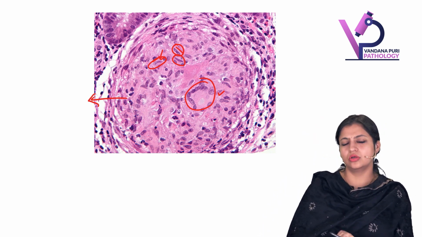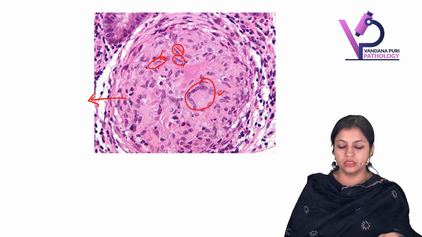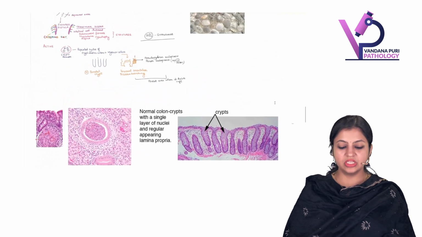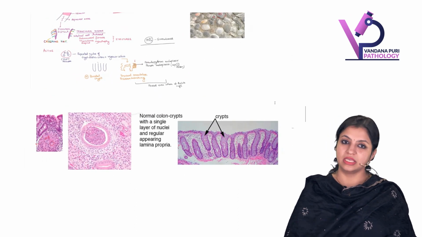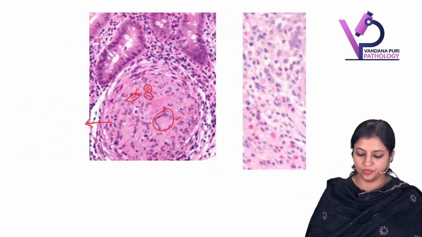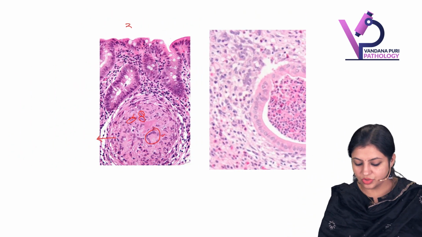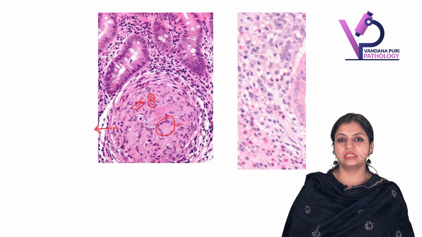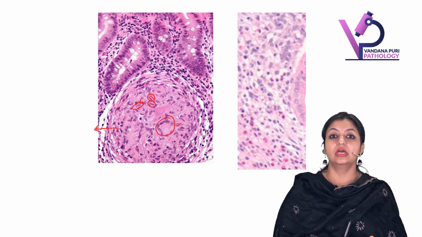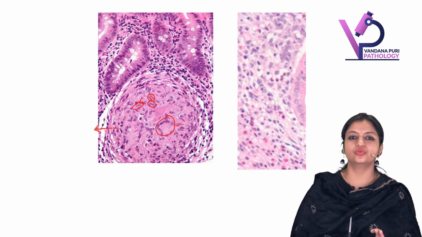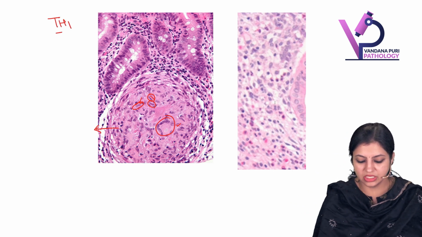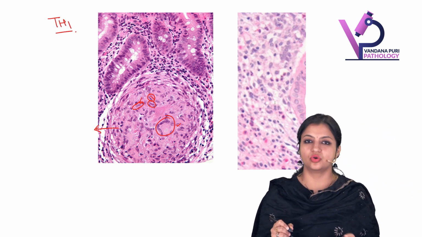It is not always seen, okay, but once you see non-caseating granuloma, you can be pretty sure that yes, this is Crohn's disease. So remember this point. If somebody asks you how many percent of Crohn's disease will show you granuloma, 35% of Crohn's disease shows you granuloma. Once it is seen, you can be sure that this is Crohn's disease. But every Crohn's disease does not show you a granuloma. So remember, which T cells are activated in Crohn's disease? Th1 cells are predominantly activated in Crohn's disease.